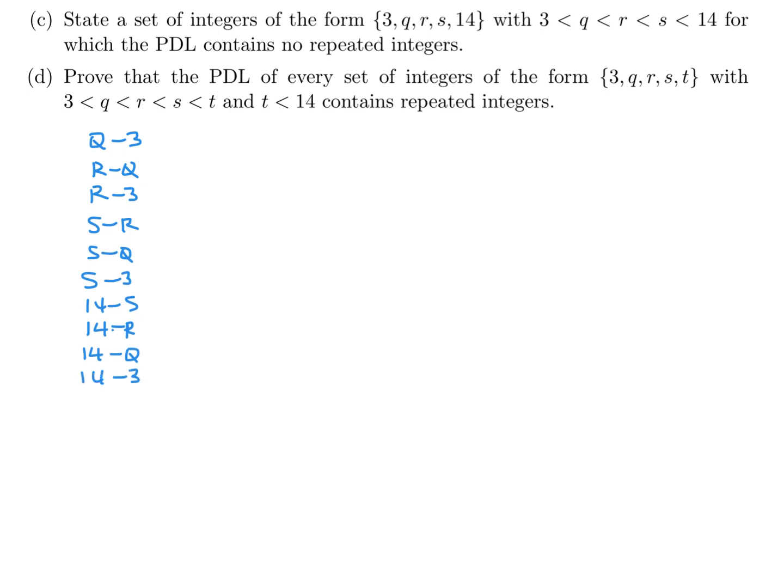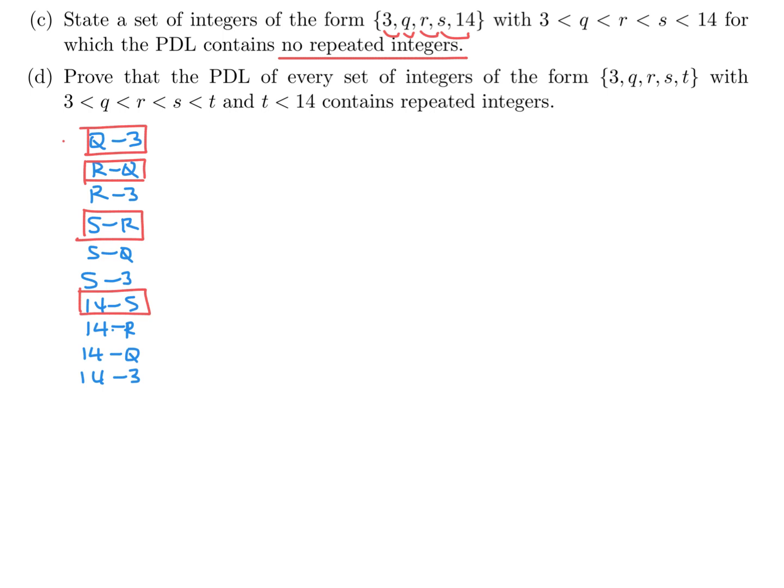Okay, great. So how does this help us? Well, let me just look at the basic ones. What I mean by basic is the Q minus 3, and then the R minus Q, and then the S minus R, and then the 14 minus S. I'm going to look at just those ones. Those are the differences if you're going from one number to another like that. And they all have to be different, right? Because you can't have repeated integers.